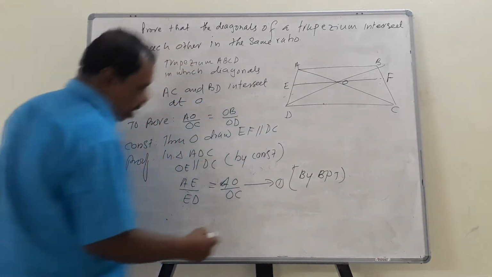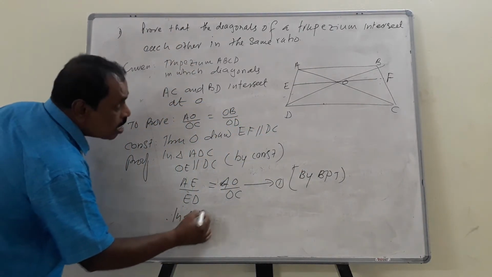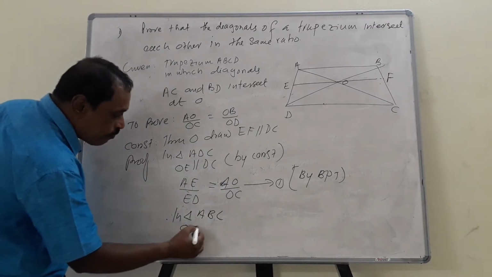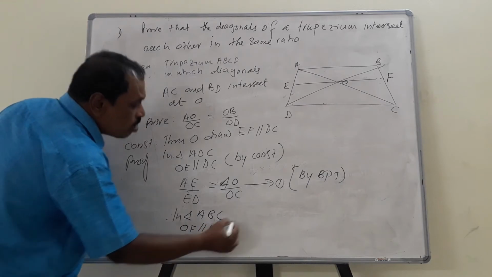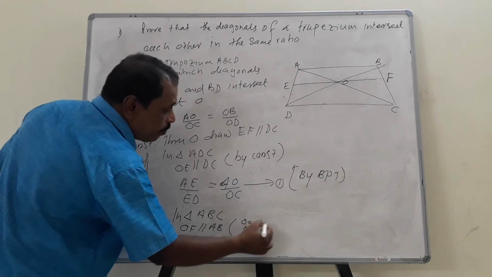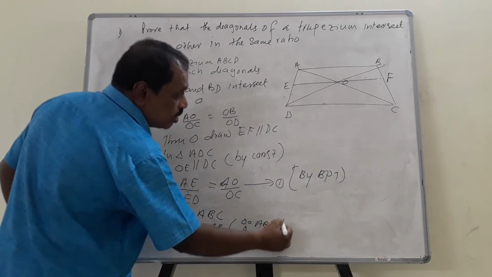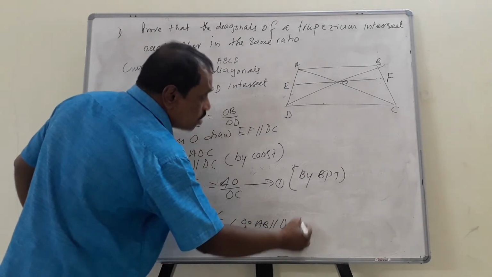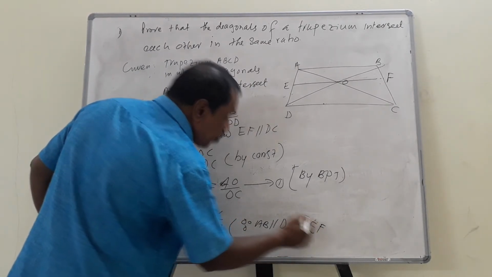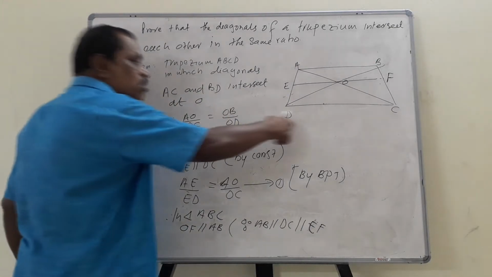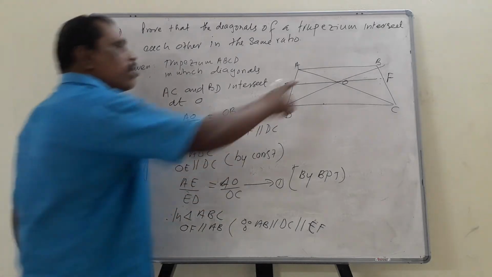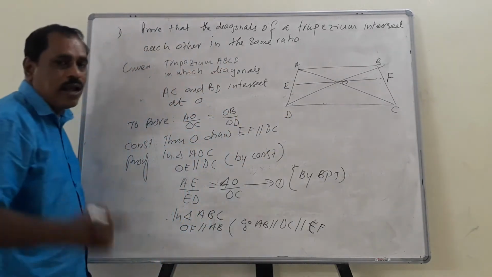Now we have another triangle. In triangle ABC, what is given? OF parallel to AB. Why? Because AB is parallel to DC, and DC is parallel to EF, therefore OF is parallel to AB.